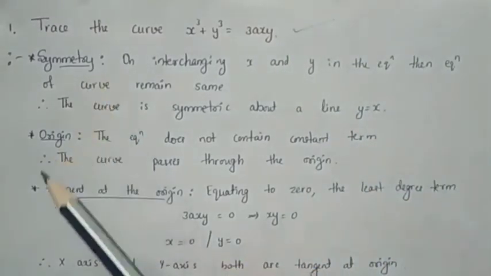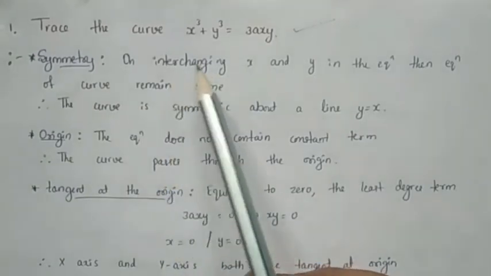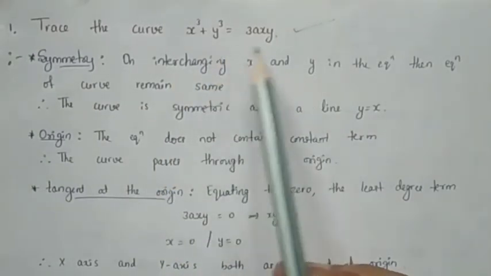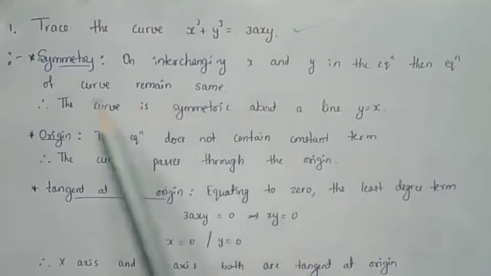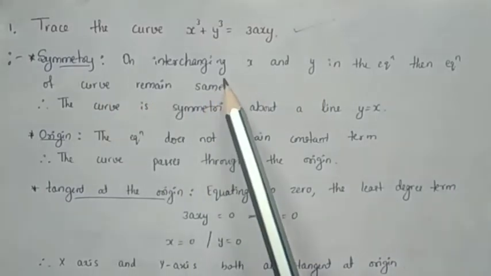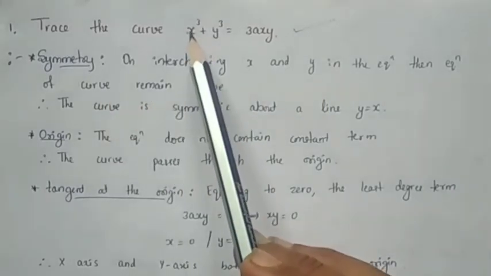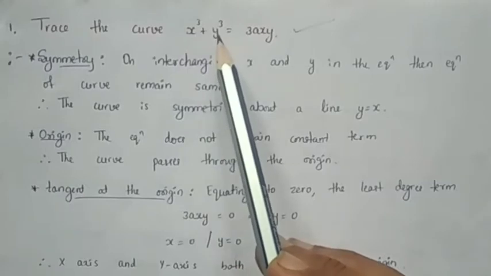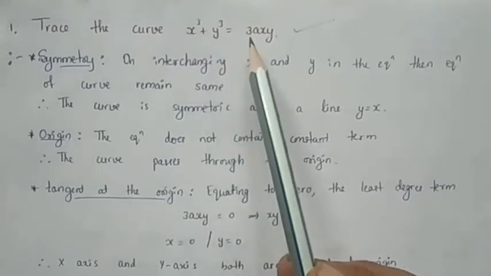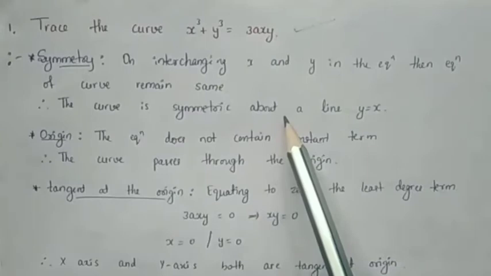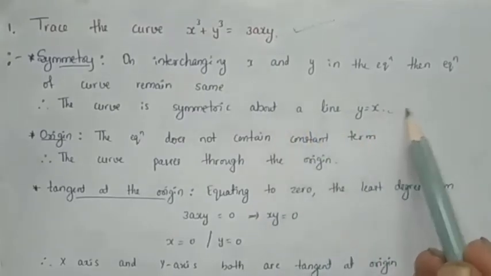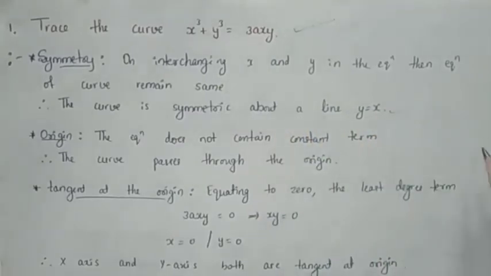The first point is the symmetry. On interchanging x and y in the equation, the equation of the curve remains the same. You change x by y and y by x, you get the same equation. So the curve is symmetric about the line y is equal to x.